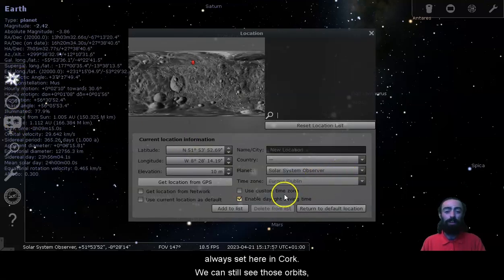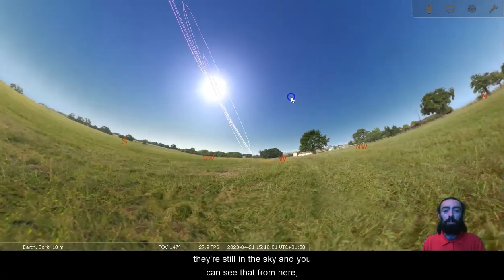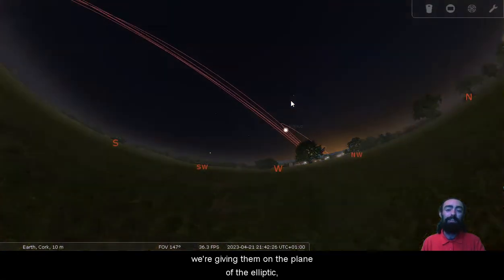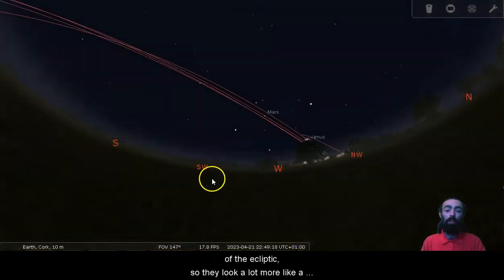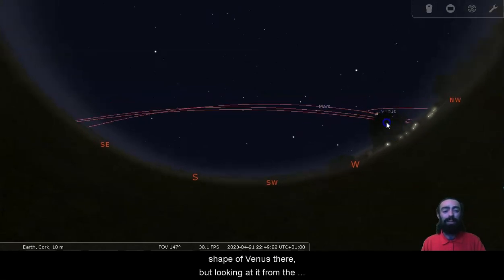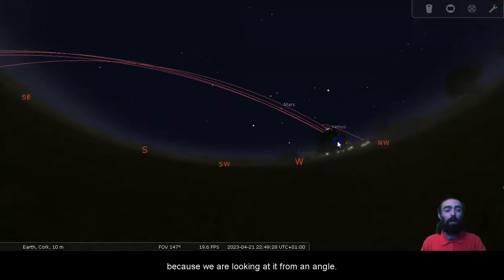I'll very quickly bring us back to the Earth, to the default location, which from my computer is always set here at Cork. We can still see those orbits. They're still in the sky. And you can see that from here, we're viewing them on the plane of the ecliptic. So they look a lot more like a straight line in the sky. You can kind of see the shape of Venus there, but looking at it from the Earth, the angle is really exaggerated, because we are looking at it at an angle.